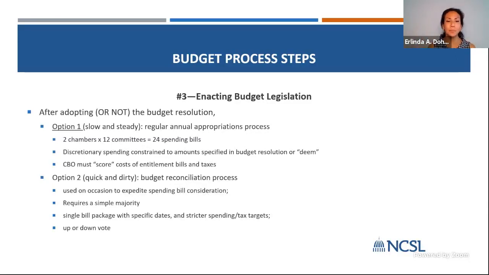Option two, which has gotten a lot of press lately and has been resurrected more or less, is what we call the budget reconciliation process. And it's used on occasion to expedite spending bill consideration. What it does is it requires a simple majority as opposed to a 2/3 majority. And what happens is both the House and Senate have to approve basically identical packages, and then the bill gets presented with an up or down vote.